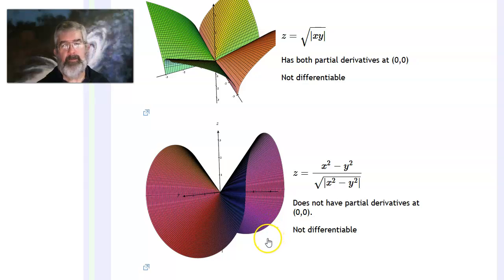Okay, right? But not differentiable. This one because the limit of the error over the distance doesn't go to 0. This one because you can't even write it in the form that you're trying to write it to then find an error function. There's no linear approximation because the partial derivatives don't exist at 0.